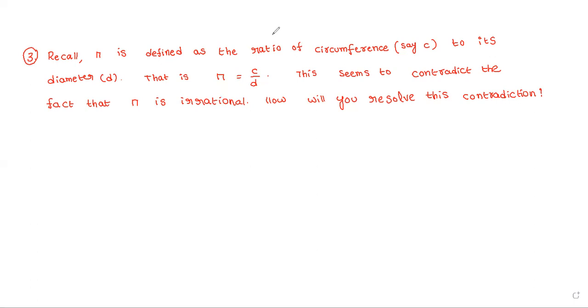So what is the proof now? This seems to contradict the fact that pi is irrational. Just write the reason only. Pi is equal to 22 by 7 is only an approximate value.